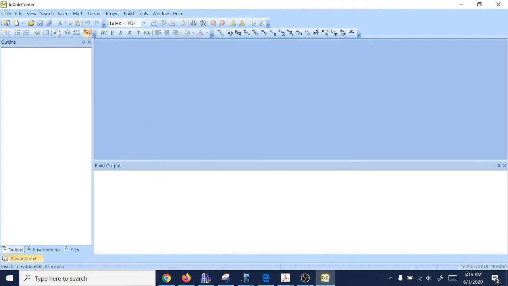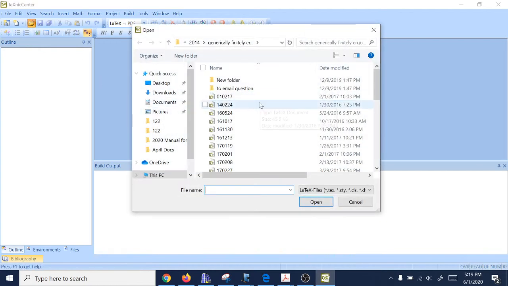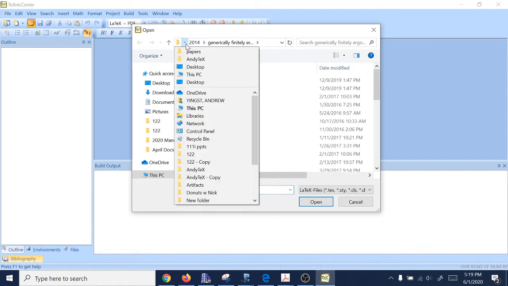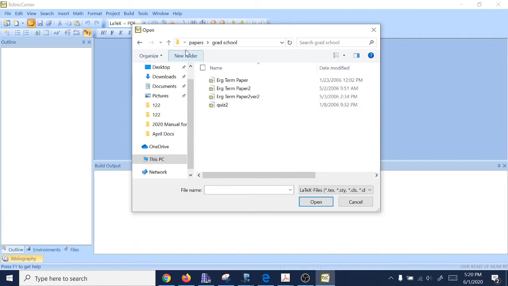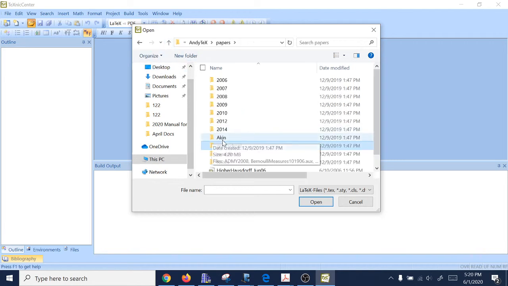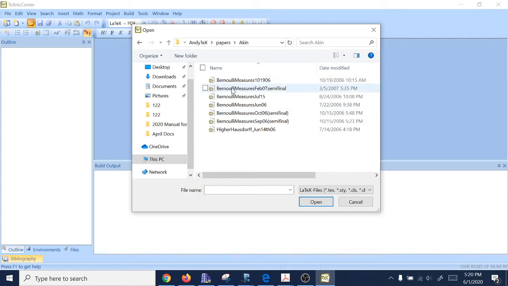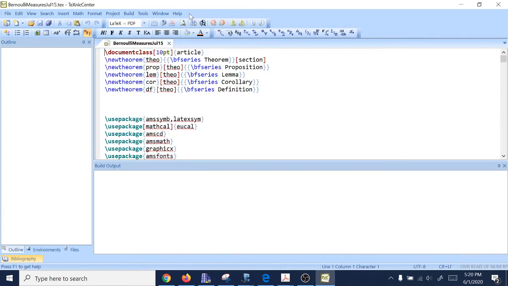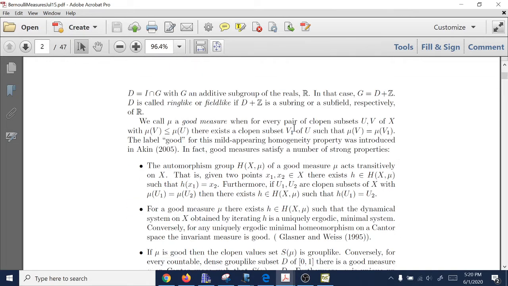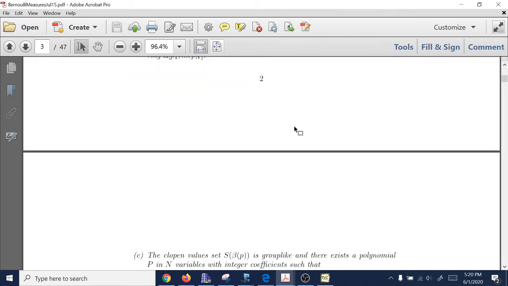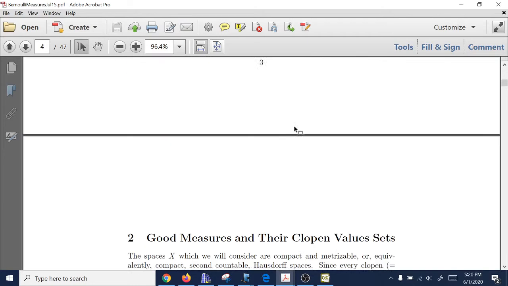Close. Stop pulling out my own paper. Do I have some other people's papers to pull out? Grad school? I had an ergodic theory term paper. Here's something from Aiken. I think I'm only a co-author on this one. Show me what this looks like. Give me a math display in here.